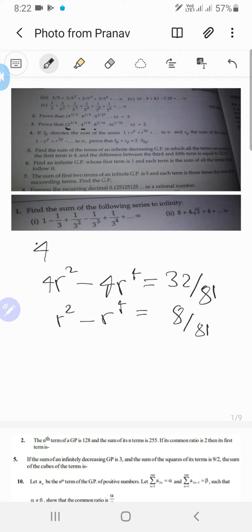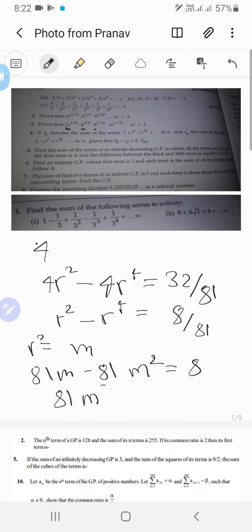Okay, so this is almost a quadratic. Let's call R squared equal to m. So you will have m minus m squared, just multiply by 81. So 81 m minus 81 m squared is equal to 8, or you have 81 m squared minus 81 m plus 8 is equal to 0. So now we want to factor 81 into 8 into two things which add up to 81. Okay, this is looking to be a difficult one.